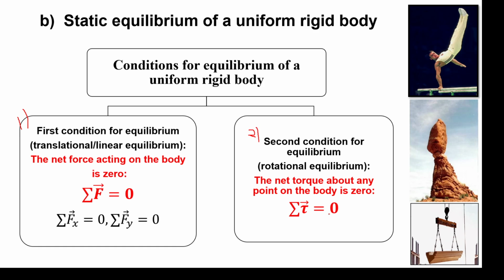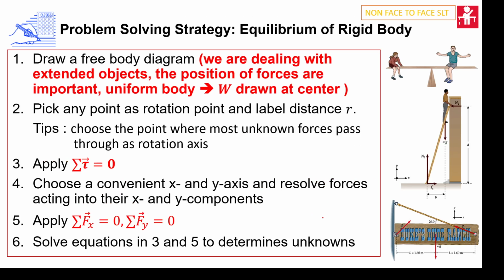Why do we want the summation of torque equal to 0? Again, because we want to achieve rotational equilibrium. So to achieve rotational equilibrium, we must assume that the summation of the torque equals 0. Okay, so here are the problem solving strategies.